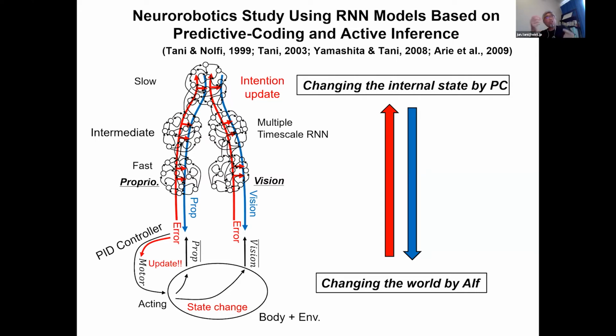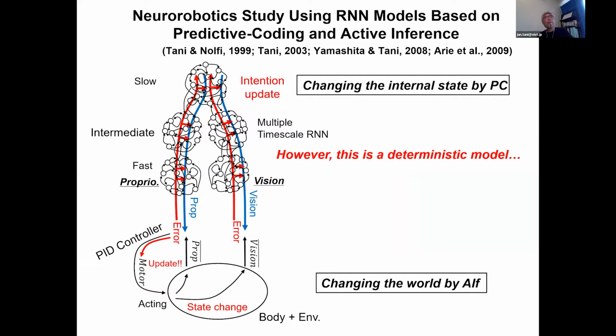So that is what I'm going to change, and that depends on the way of interaction. Then we have to look at what kind of interaction goes on. So that is a very essential part of embodied cognition, I think. However, technically, this model is a deterministic recurrent neural network model.